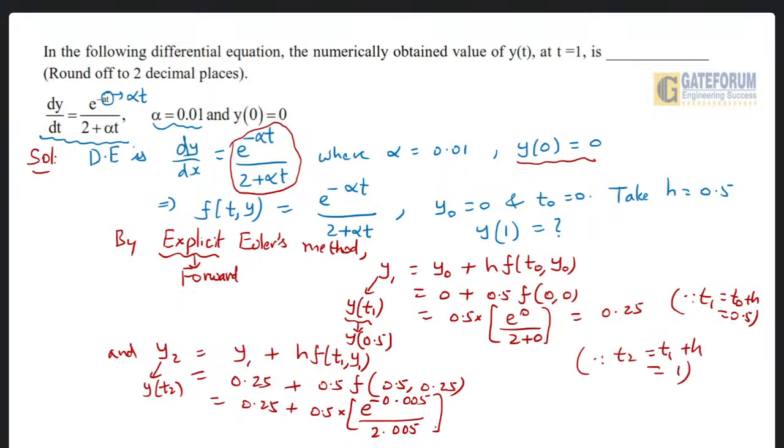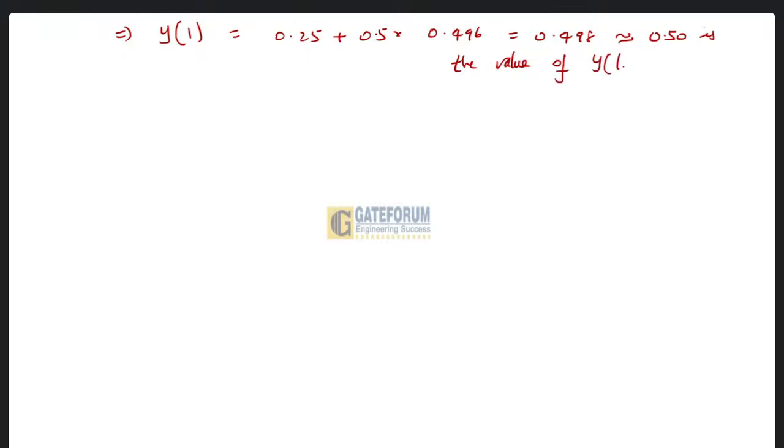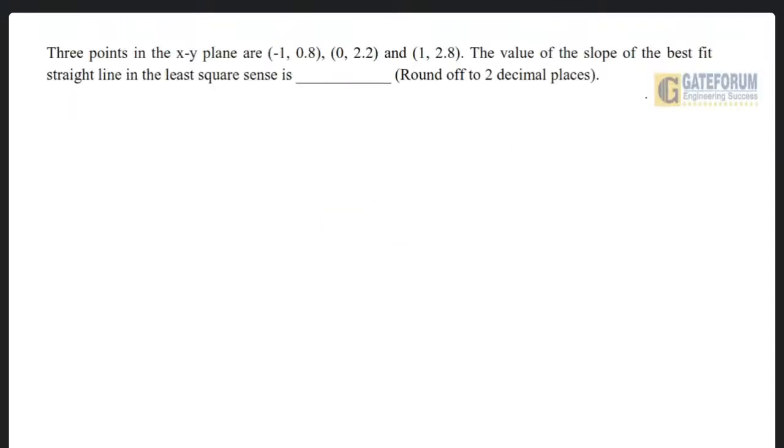Therefore y(1) = 0.25 + 0.5 × 0.496, which simplifies to 0.498, approximately 0.50 up to the two decimal places asked. This is the value of y(t) at t = 1. So this is the solution, 0.50. This is the end of the question. Next.